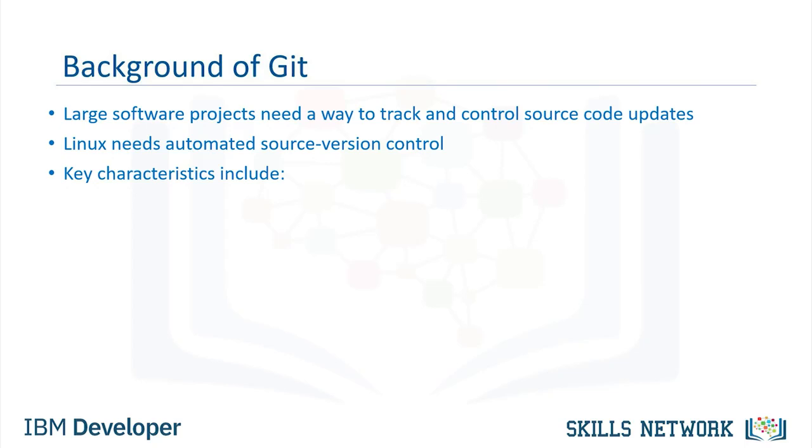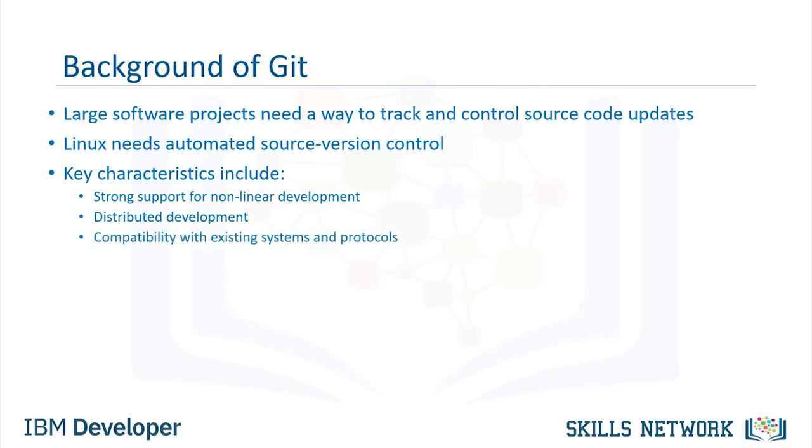These include strong support for nonlinear development. Linux patches were then arriving at a rate of 6.7 patches per second. Distributed development: each developer can have a local copy of the full development history. Compatibility with existing systems and protocols. This was necessary to acknowledge the diversity of the Linux community.